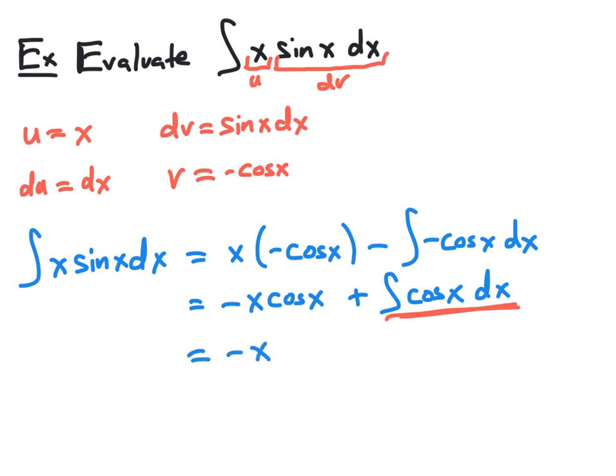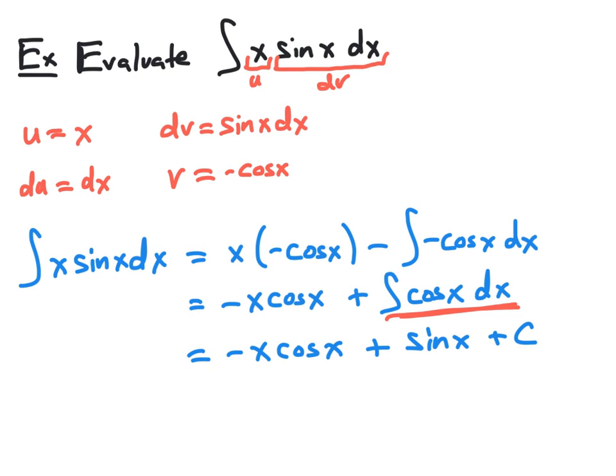And so we have negative x cosine x. The antiderivative of cosine x is sine x. And of course, since we've just done an indefinite integral, we need to add our arbitrary constant plus c. And so our original integral of x sine x dx is going to be evaluated to give us negative x cosine x plus sine x plus our arbitrary constant c.